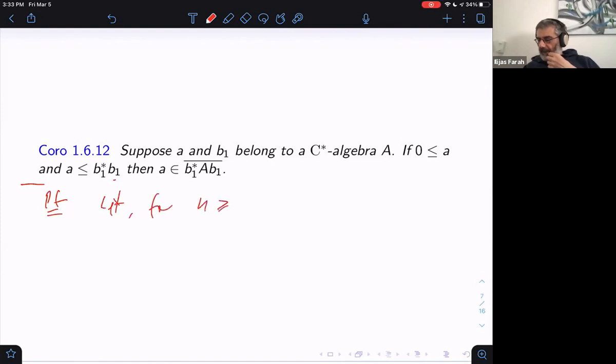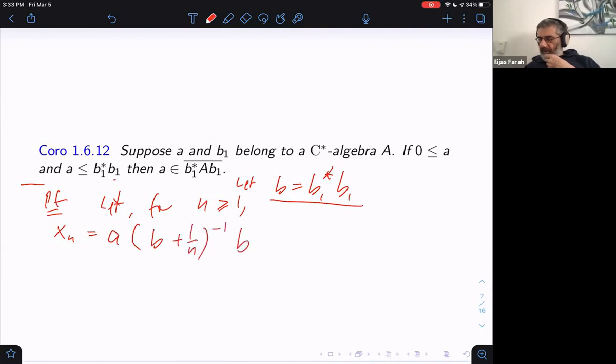For n greater or equal than 1, Xn is defined as follows. Oh yes, one more thing before that. Since I have to write B1 star B1 many times, let's just call it B. Let B be B1 star B1, and let Xn be A times (B plus 1 over n) inverse times B. Now, B plus 1 over n is a self-adjoint element, and not just self-adjoint. You see, B is positive. When you add 1 over n to it, it's bounded below by 1 over n, which means that this here is a positive element bounded below by 1 over n. So its inverse has norm at most n. So this is well defined.